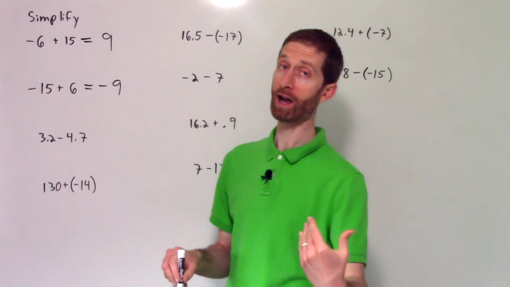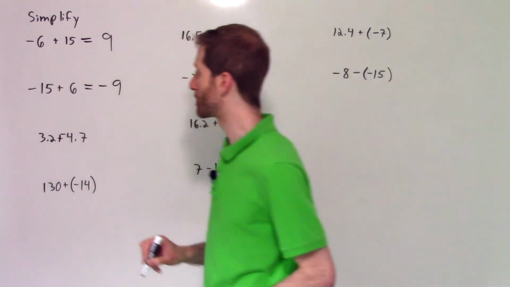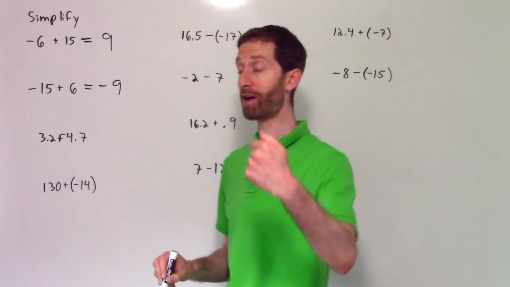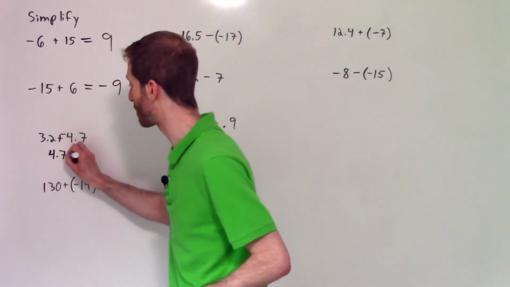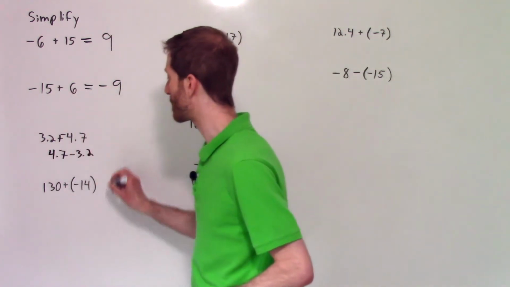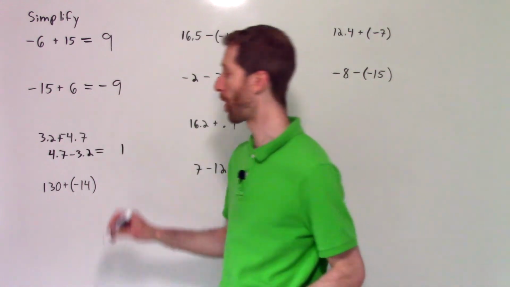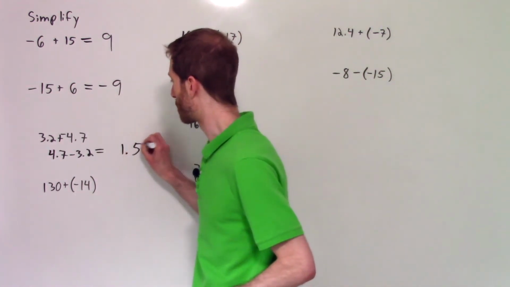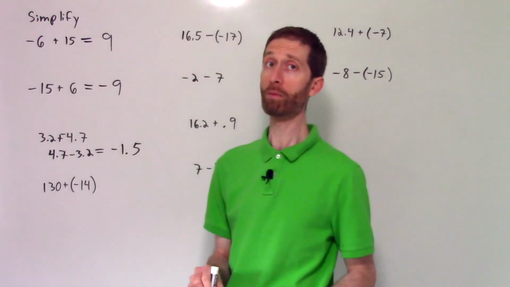3.2 minus 4.7. Well, we've got subtraction. So with subtraction, we can add the opposite. And so we're going to see that we have opposite signs that we're adding, so we subtract. So in my head, I'm doing 4.7 minus 3.2, and I'm taking the sign of the bigger number. So 4.7 minus 3.2 is 1.5. The larger number has a negative sign, 4.7, so it's negative 1.5.